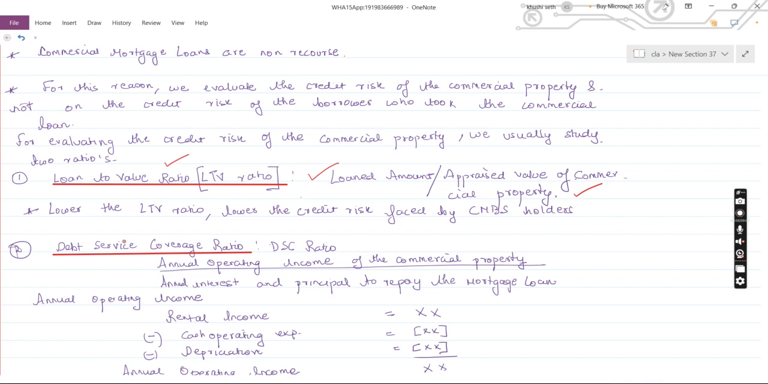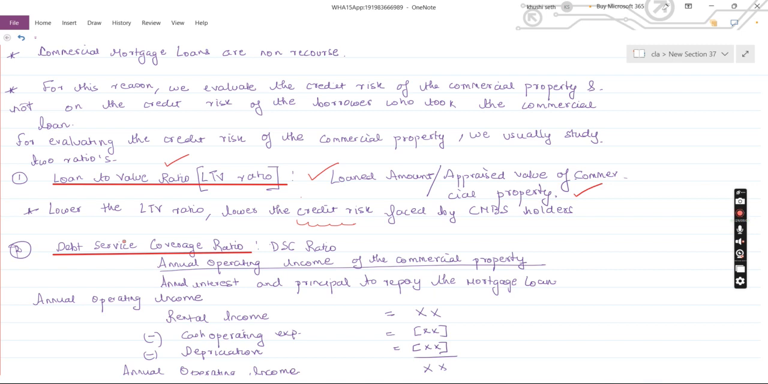Now, what is the loan to value ratio? It is calculated by dividing the loan amount by the appraised value of the commercial property. And the basic idea is that a lower LTV ratio would mean lower risk to investors in commercial mortgage-backed securities. Why? Because if the LTV ratio is lower, that basically means that the appraised value of the property is significantly greater than the loaned amount, and the lender is more likely to recover the loaned amount in case the borrower defaults. So a lower LTV ratio implies lower credit risk, basically implies that the CMBS holder is facing less credit risk.